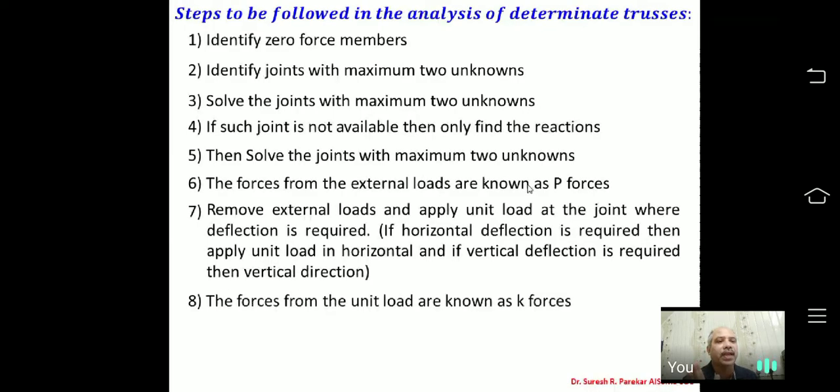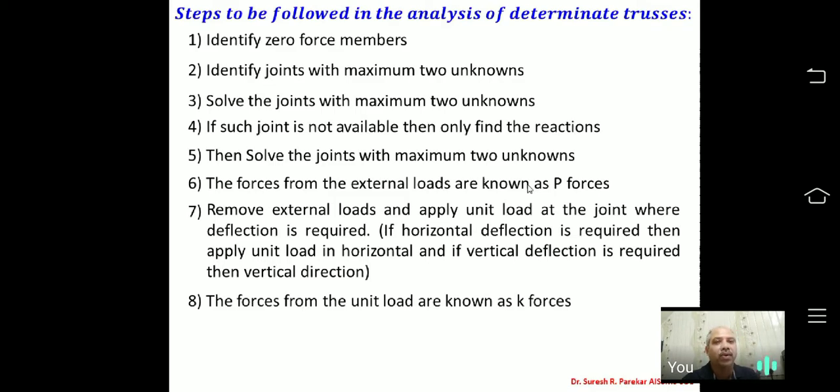So if the value you get is positive, it means your assumed direction for the unit force is correct and your deflection is in that direction. But if you get a negative value, that shows your displacement is in the opposite direction of the k forces. Now the forces from the unit load are known as k forces.